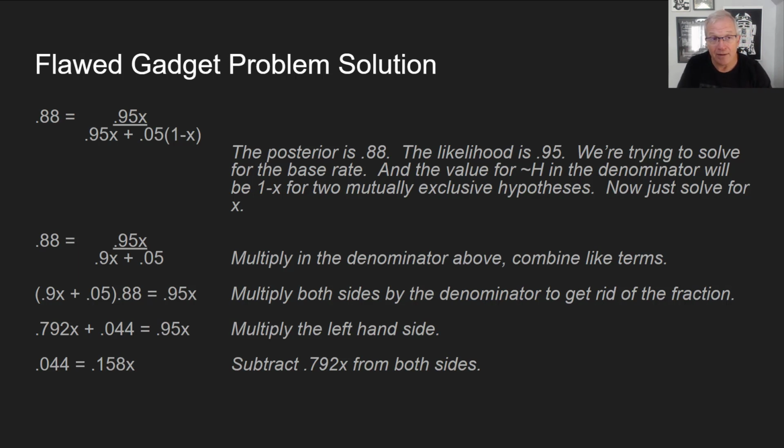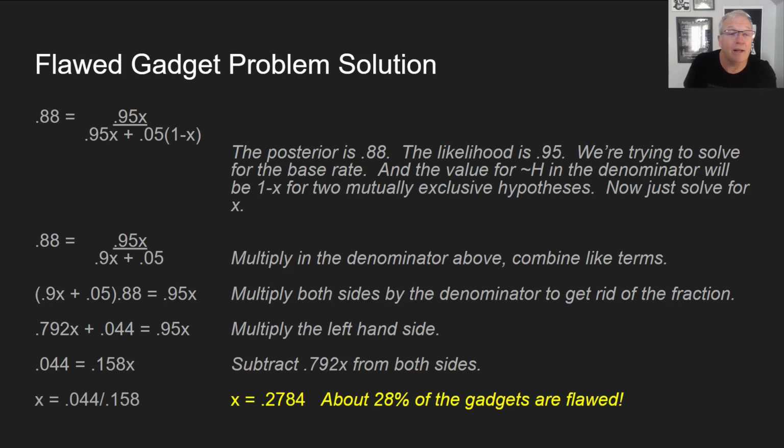And now I've almost got x isolated to where I can solve. I divide both sides by 0.158, and I get an answer. X equals 0.2784. That's the answer to this question.